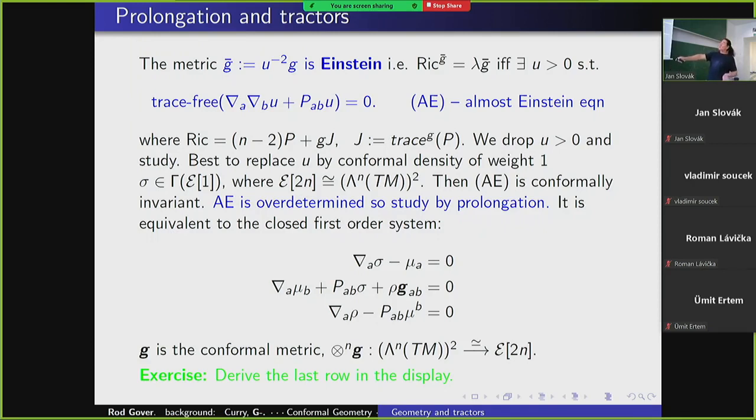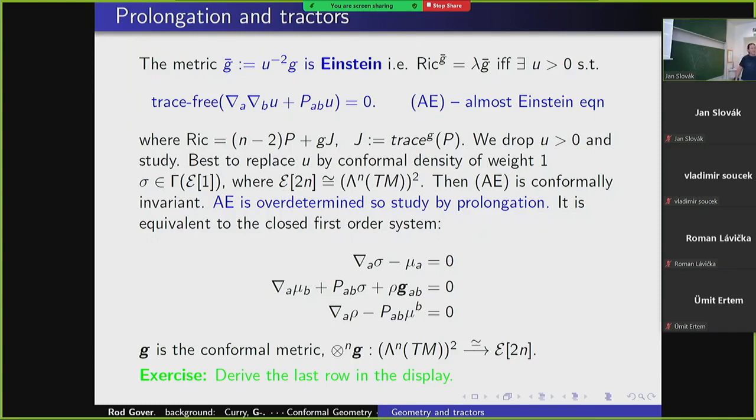So you're doing almost nothing up to there, but then you want to know the derivative of rho. You can play around, and that's going to be your second exercise, and see that the derivative of rho is actually given by mu contracted into the Schouten tensor. So that finishes the prolongation because now it's a closed system.